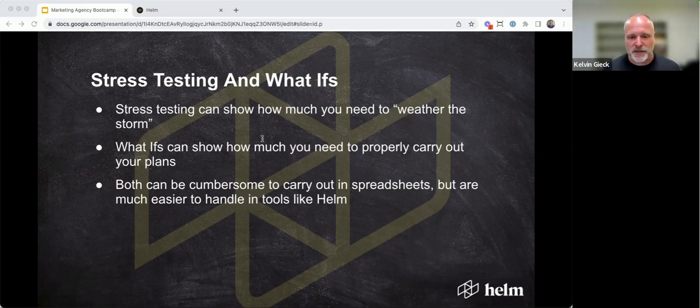This then makes running the analysis a little more painful than maybe it could be, which is why a number of businesses don't do it as often or as much as they should. And again, this is another reason why we built Helm, because it allows you to do this stress testing and this what if analysis extremely quickly, so you can focus on the decision making in your business.